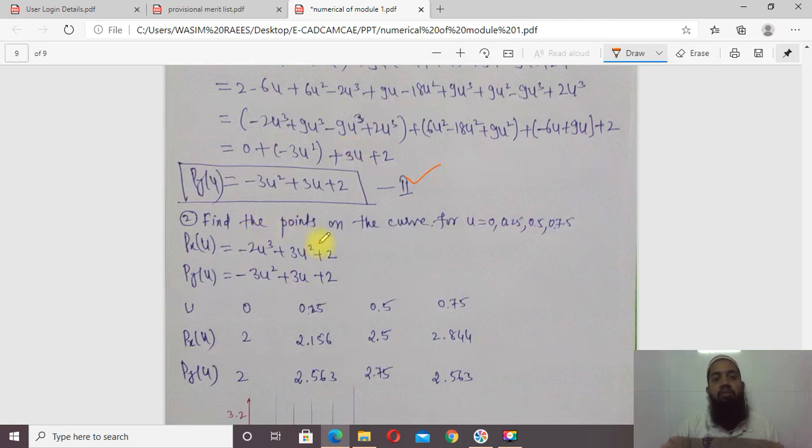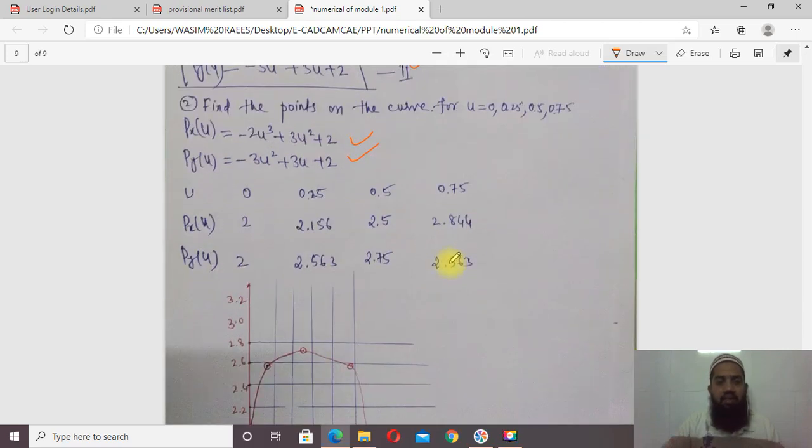The second part: find the points on the curve for u equal to 0, 0.25, 0.5, 0.75. So from 1 and 2 we have p of x of u and p of y of u. Both equations I can write down over here, and you just have to put all the values of u in the first and second equation. You will get p of x of u and p of y of u. Once I put u equal to 0, this whole quantity will be 0, and 2 will be the value. For 0.25 I'll get this value, for 0.5 I'll get this value, for 0.75 I'll get this value.